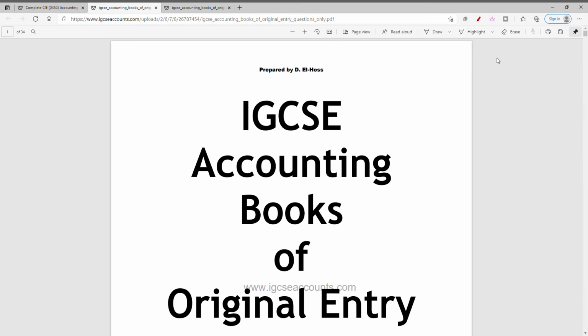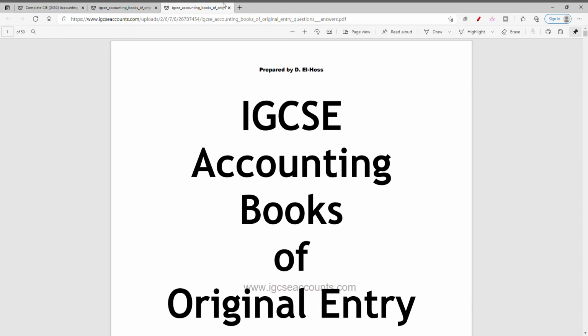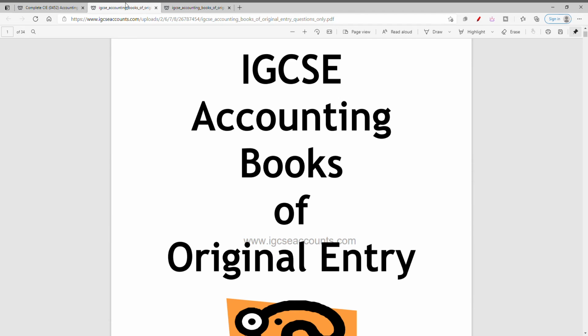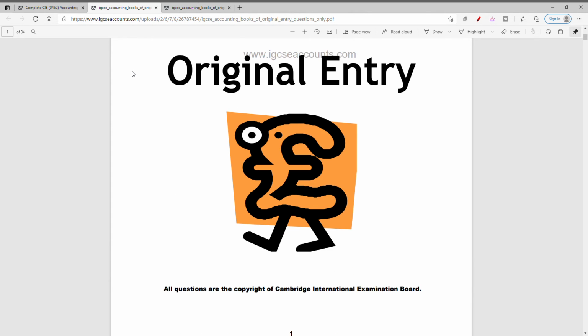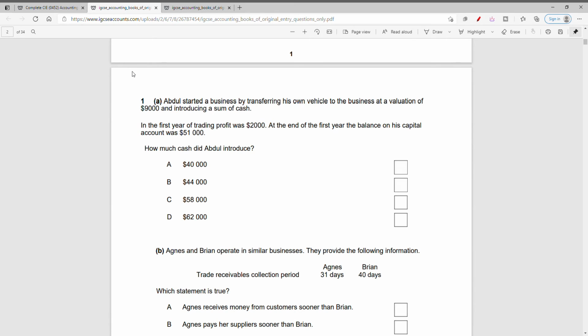Today we're going to be looking at the IGCSE Accounting Books of Original Entry. I got these IGCSE questions from www.igcseaccounts.com. I'll leave a link so you can do these questions in your own time, or you can print it and do it with me, but I will be doing it on my computer.